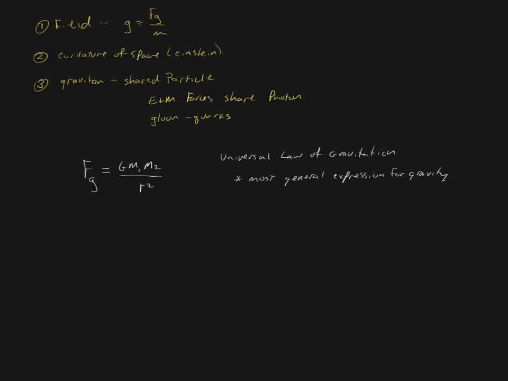All right, so let's define a few of these variables. So we have the force of gravity. That's going to be measured in newtons. G, this is the gravitational constant, and that's 6.67 times 10 to the minus 11 newton meters squared per kilogram squared. M1 and M2 are the interacting masses, and the masses are going to be measured in kilograms. And then R is going to be the distance between the masses.